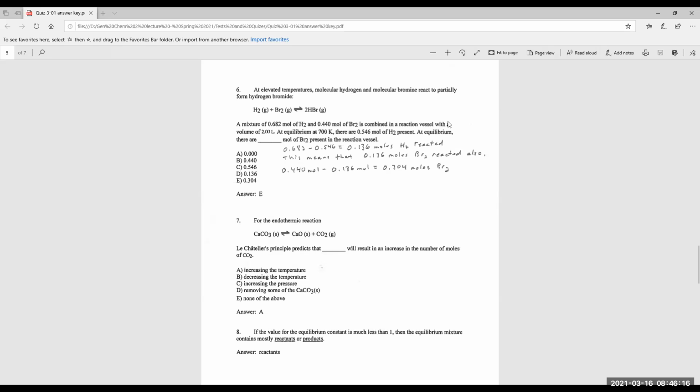So we simply then would go and see that we started with 0.440 moles of Br2. We subtract out the number of moles that we know reacted, and then we get 0.304 moles Br2.